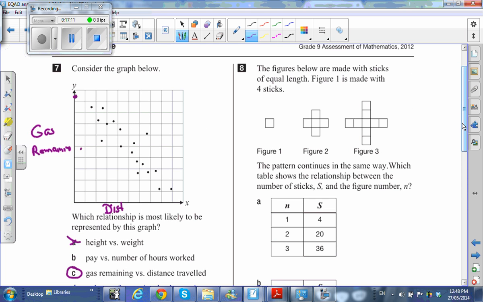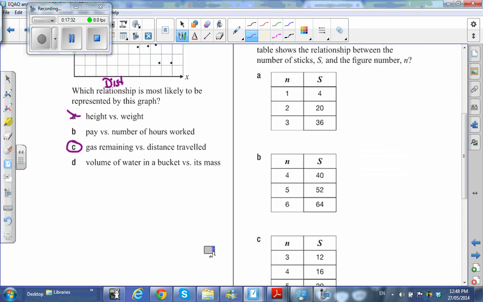The figures below are made with sticks of equal length, so kind of like toothpicks. The pattern continues in the same way. Which table shows the relationship between the number of sticks, S, and the figure number, N? So the first one has, I almost want to say 1 block, but it's actually 4 sticks. Okay, so the first one looks okay, 1, 4.